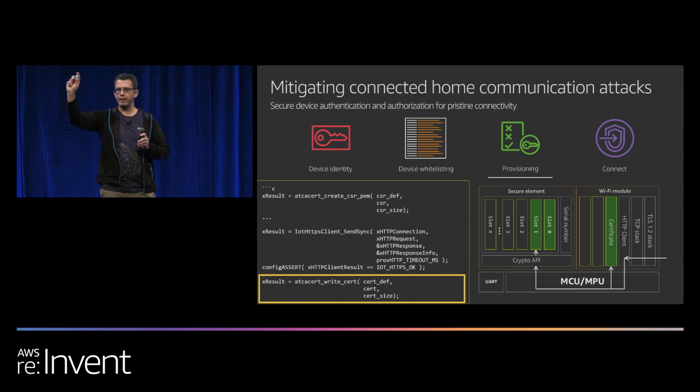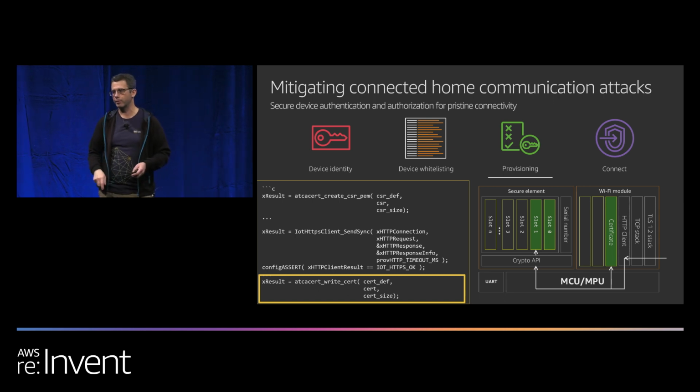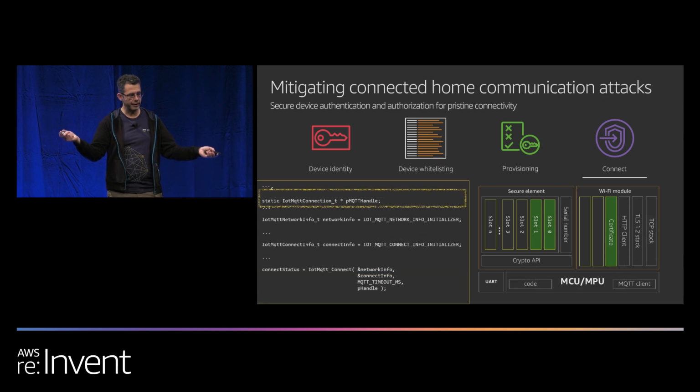So what Microchip did is set up some special routines to have access to the secure element in order to do the Diffie-Hellman exchange during the TLS 1.2 handshake. If you don't have access to the private key, you can't generate your ephemeral keys, and then you're toast. It doesn't work, right? But they implemented that. So now you have your certificate and you can make your connection.